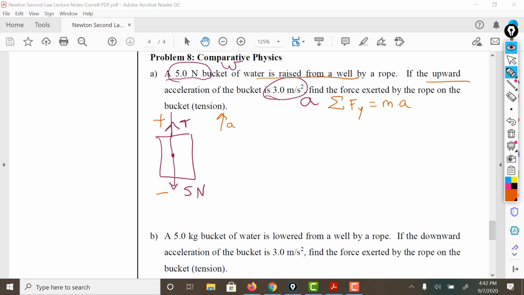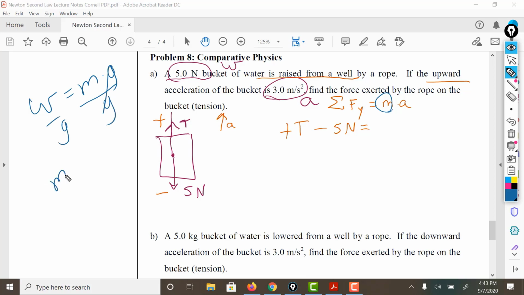You'll notice we have a positive tension going up minus the weight going down. Oh, we need the mass. What do you propose we do to find the mass? They gave you the weight. How do you find the mass from the weight? Recall again that weight is equal to mass times gravity. If we divide both sides by gravity, the mass is equal to the weight divided by gravity.